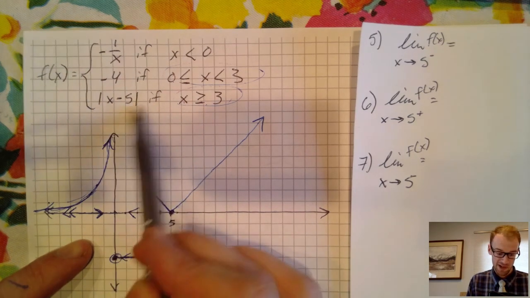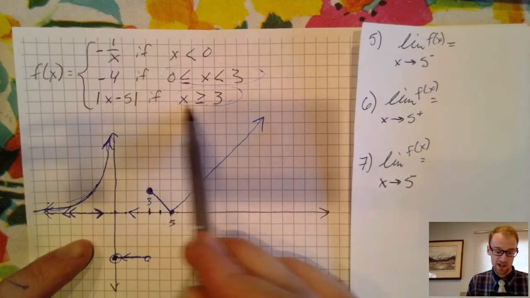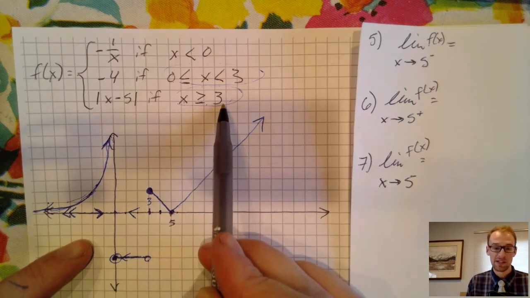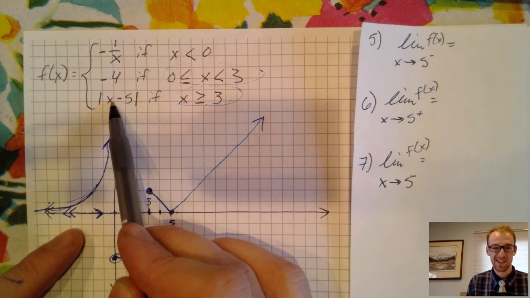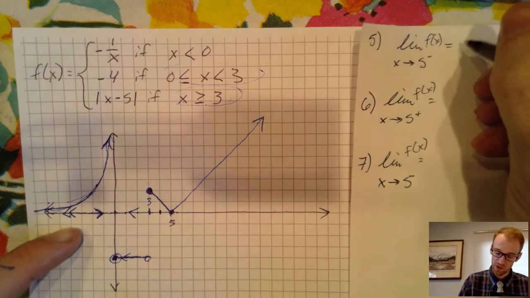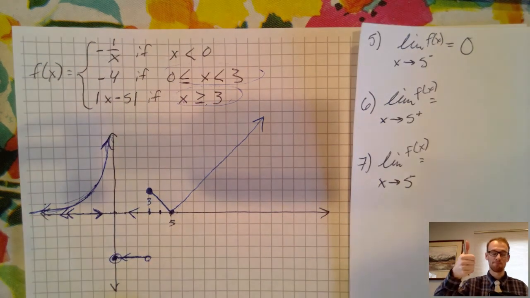This one right here, because 5 is in this domain, greater than 3. So I would start plugging in values closer and closer to 5 here, and I would see that I'd get closer and closer to 0. So if you said 0 for number 5, good job.